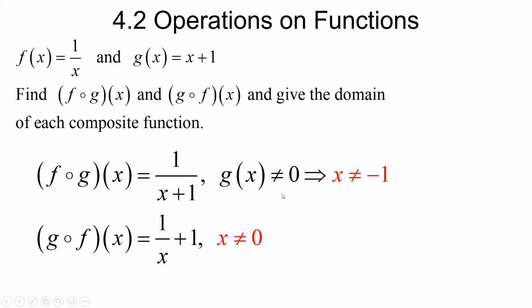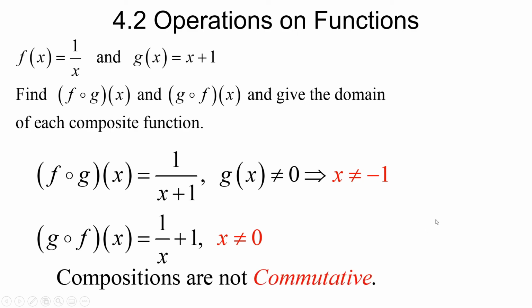So we did this to make a very important point. Compositions are not commutative, all right? F of g of x might equal g of f of x, but not very likely. It does happen once in a while.